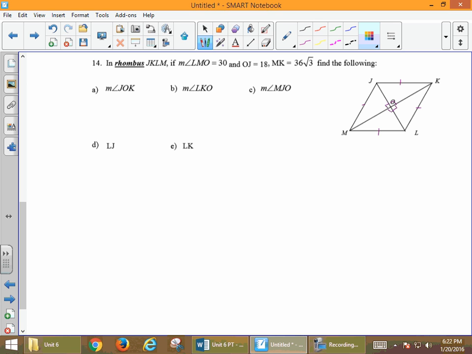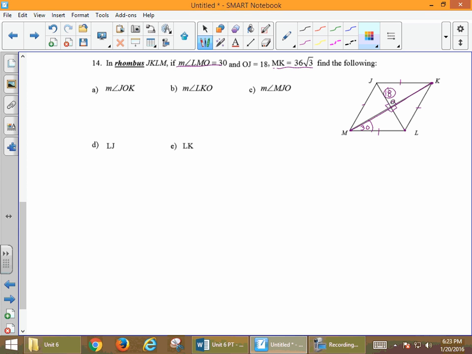Some of the other things that I'm told: the measure of angle LMO is 30. So LMO is 30 degrees. I'm told that the distance from O to J is 18. And M to K, this big distance here, this long diagonal, is 36 radical 3.